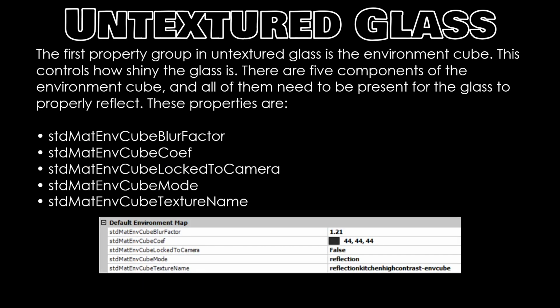Untextured glass. The first property group in untextured glass is going to be the environment cube. This controls how shiny the glass is. There are 5 components of the environment cube, and all of them need to be present for the glass to reflect properly. These properties are standard material environment cube blur factor. This is how much the game blurs the actual glass.